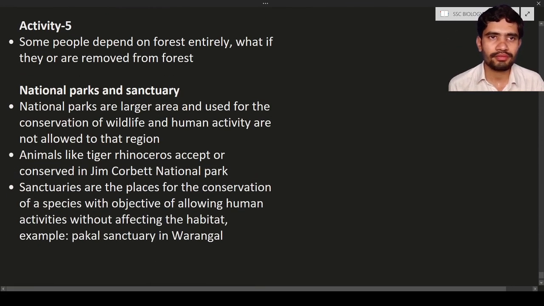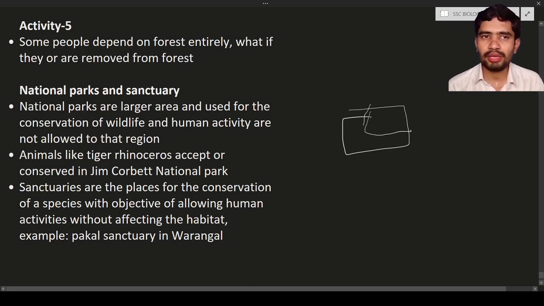So there is activity 5, especially about the population. All this population is kept in control. In activity 5 there is a small task. Generally the government takes some forest land, and that land is made into a national park. No other people will be allowed to enter. The government will not allow anyone to enter into this region.